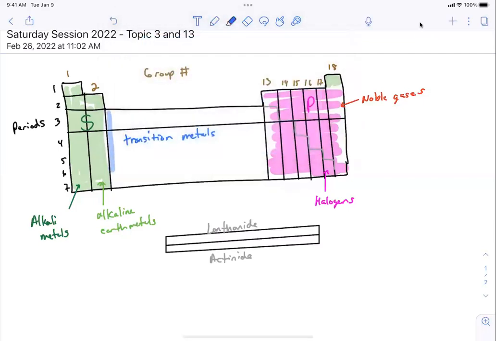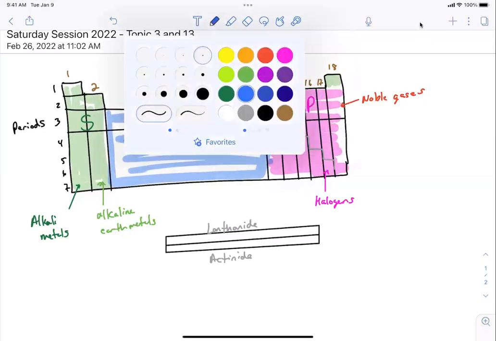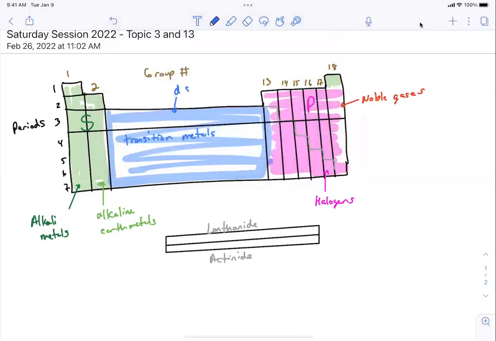In this section here, this is your D sublevel. What you have to remember about that D sublevel is it is always n minus 1, meaning that whatever row the D sublevel is actually on, the energy level of that D sublevel is actually 1 less than that.